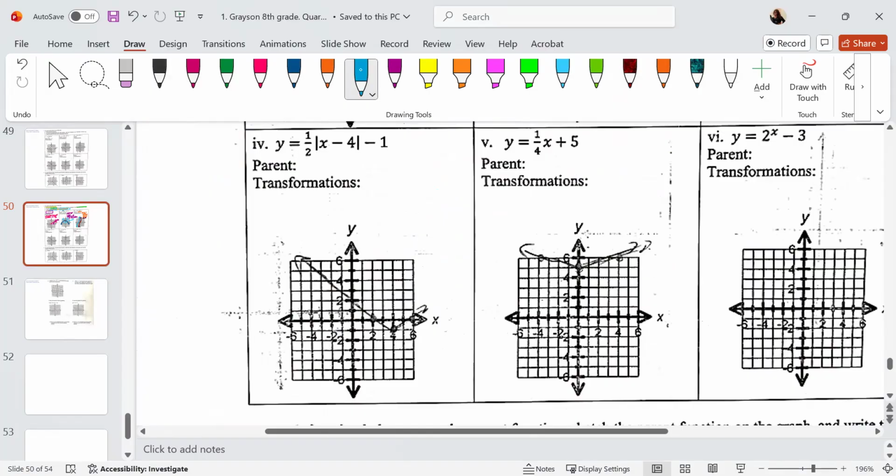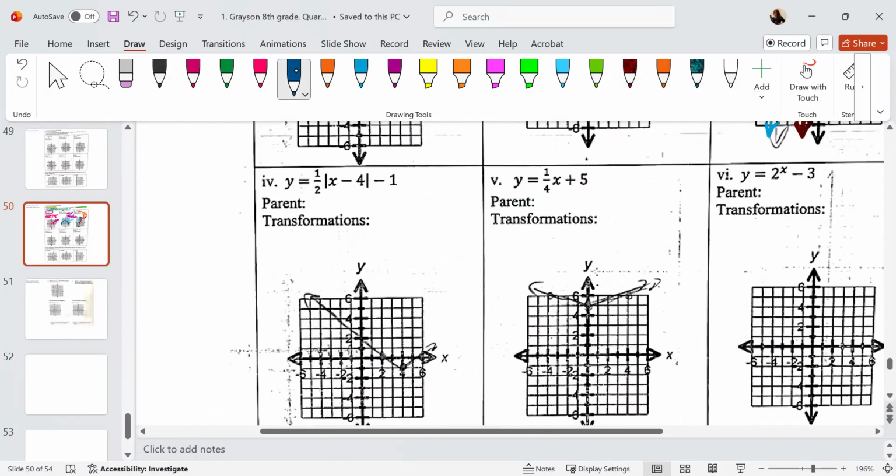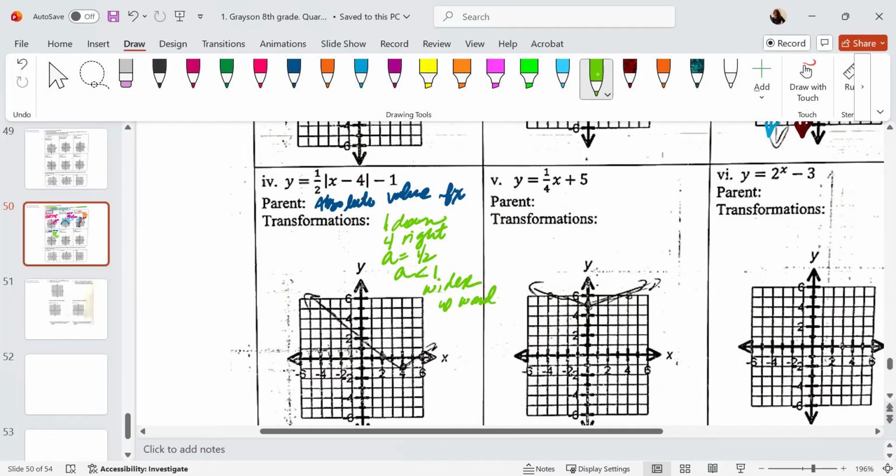Number 4. What's the name of this? Absolute value function. Make sure you write the word function. Transformation, 1 down, 4 to the right. A is 1/2, so A is less than 1, so it's going to be wider, correct? And it's upward, correct? So let's go ahead and draw that.